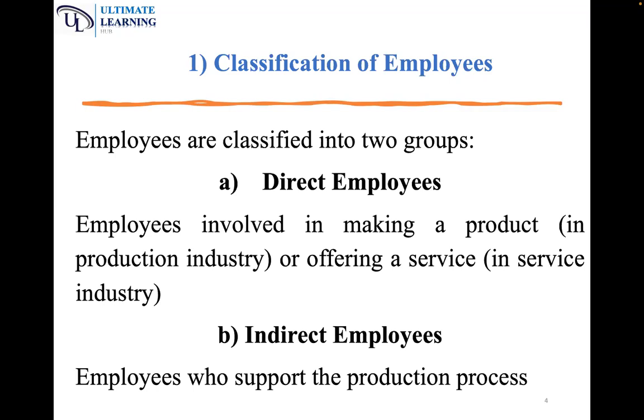Now, on the other hand, when we classify employees as indirect, these are employees who just support the production process. They give support to the production process. For example, in a company, the CEO does not make the product. So the CEO is an indirect employee. The HR, the human resource manager, is not involved in the making of the product. So he's an indirect employee.